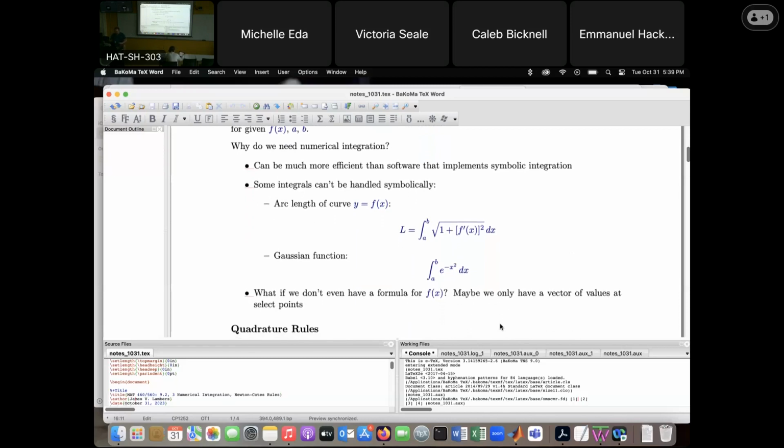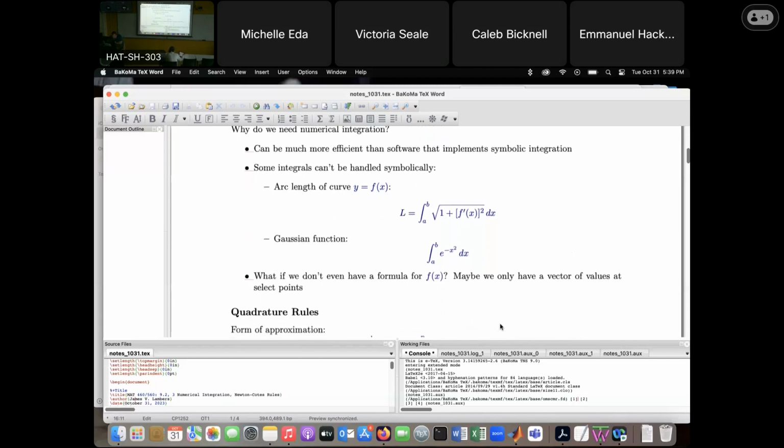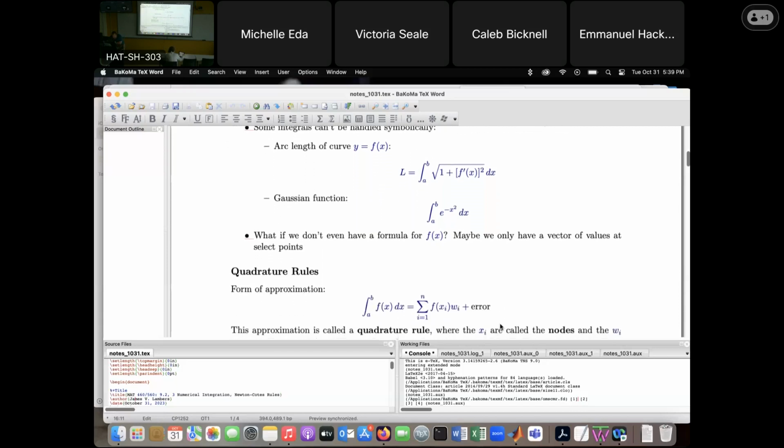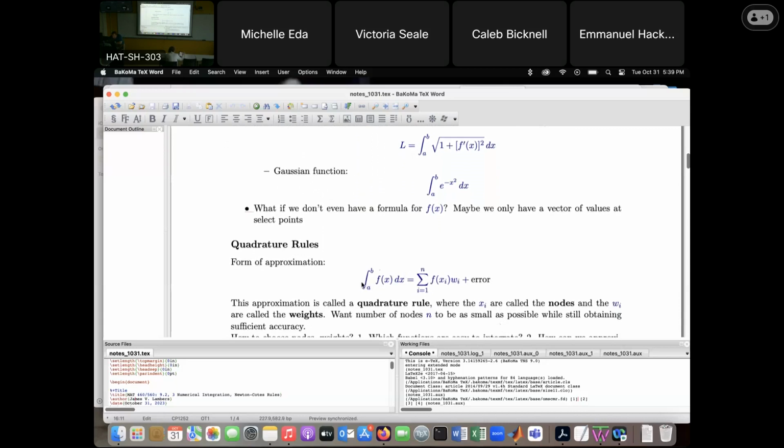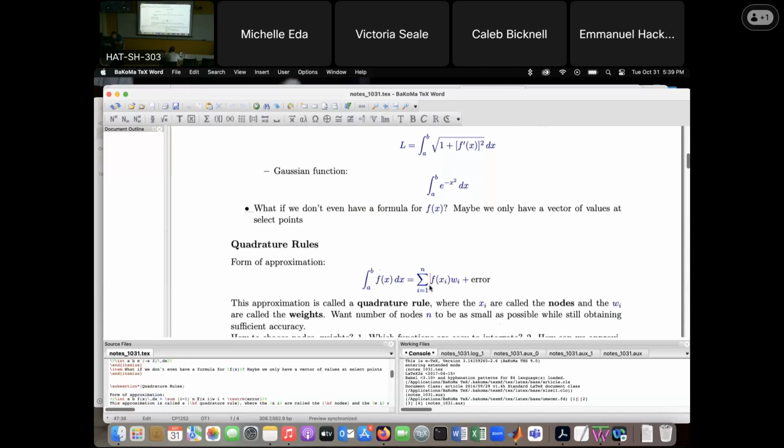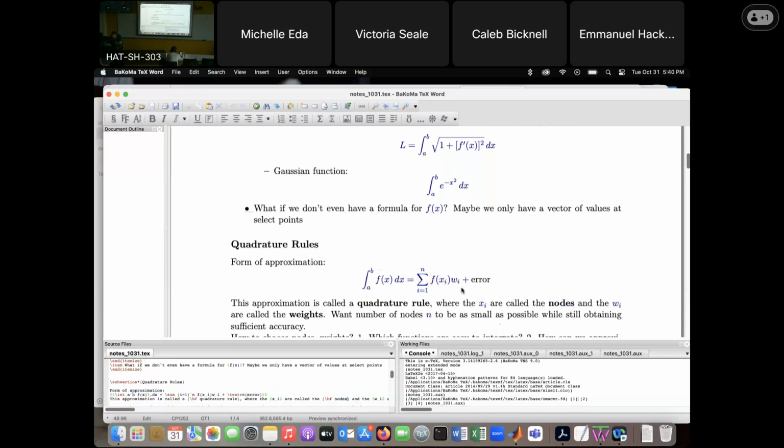So how are we going to proceed? What we use is called a quadrature rule. The integral is approximated by a summation of values of your integrand at select x values. Those are called the nodes of a quadrature rule, and they're multiplied by these numbers w sub i, and those are called weights. So once you have the nodes and the weights, that completely specifies the quadrature rule. And then there would be some error in that approximation.